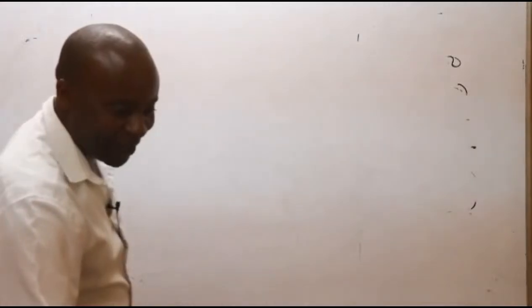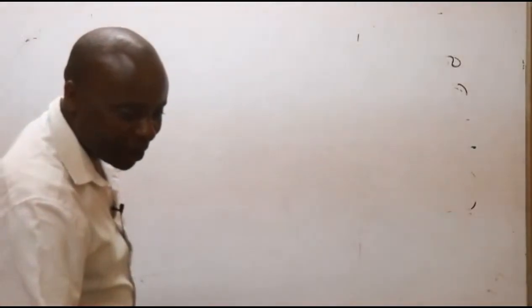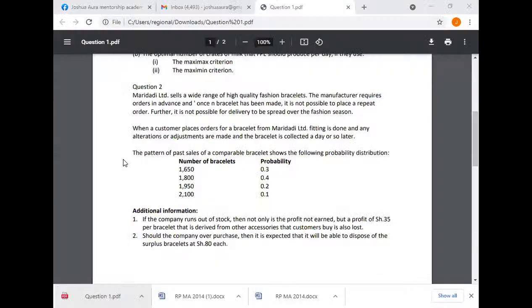This is a very easy question, Nicholas. You made me happy. So we are told here, number of bracelets. We have the supply. This is supply. So supply, we have 1650, 1800, 1950, 2100. And then demand will always be the same: 1650, 1800, 1950, and 2100.